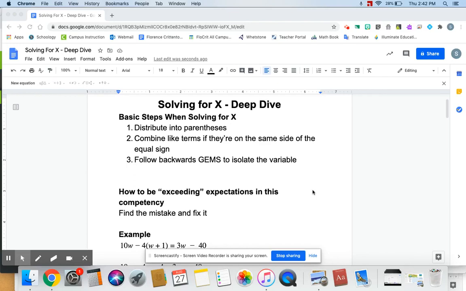Okay, so welcome to the start of the review of the unit. To begin, we're going to start with a deep dive of the unit. Deep dive means I'm going to explain the whole concept at its hardest level.